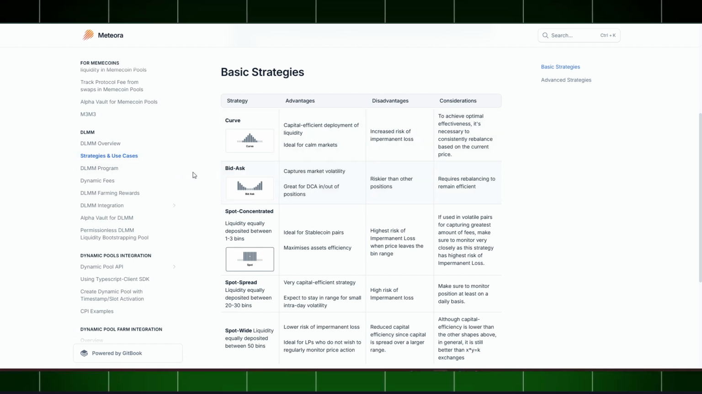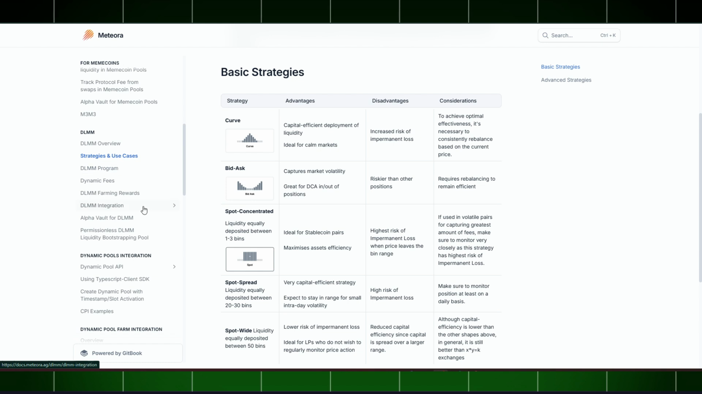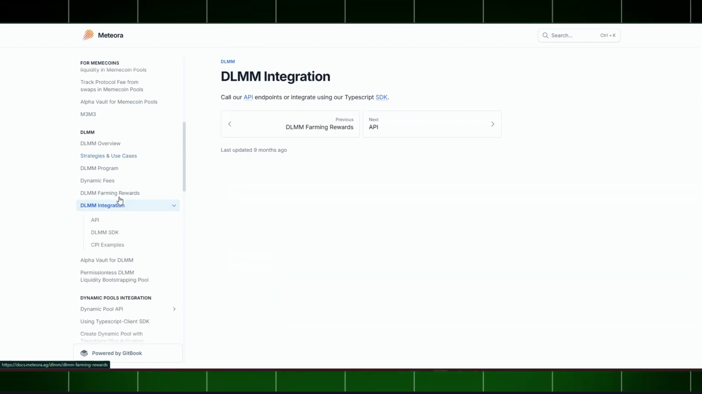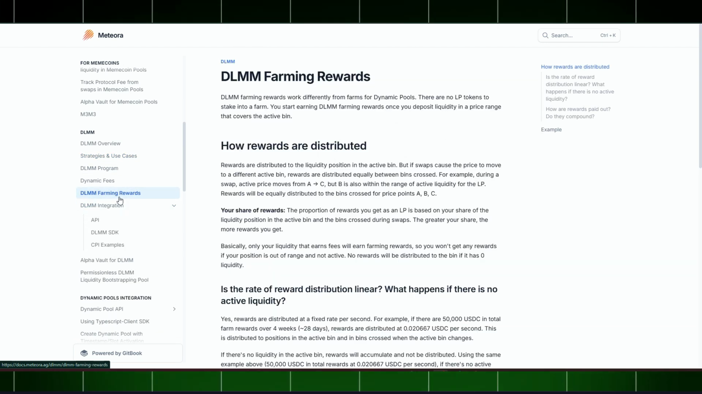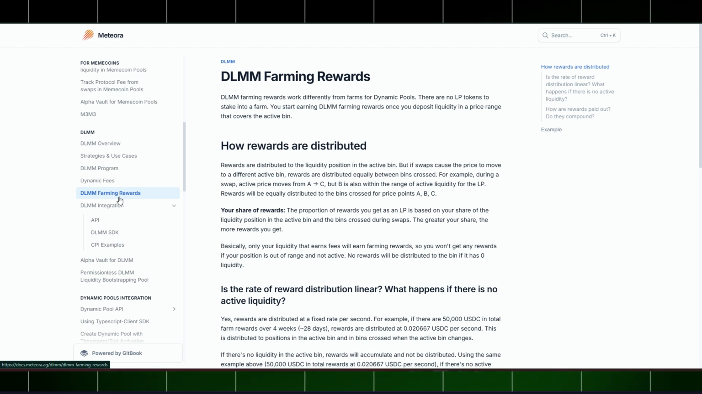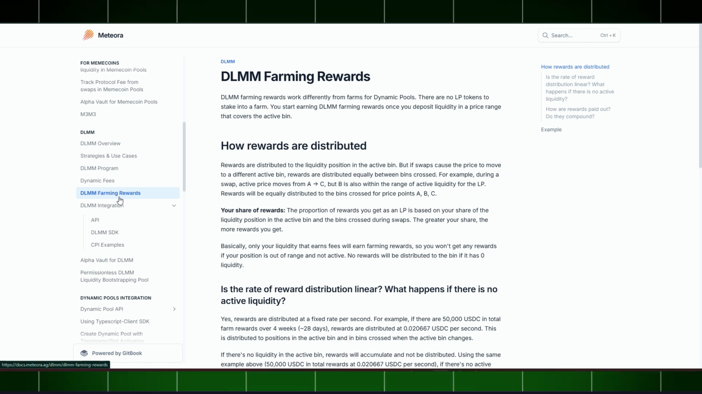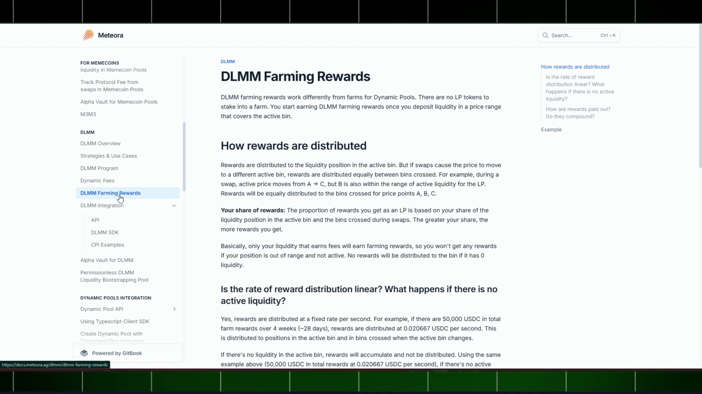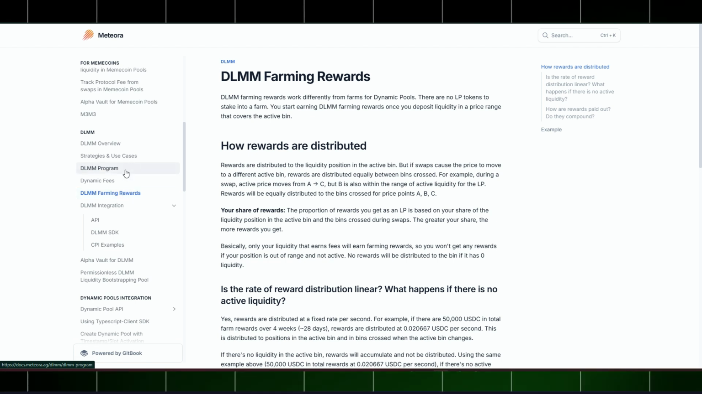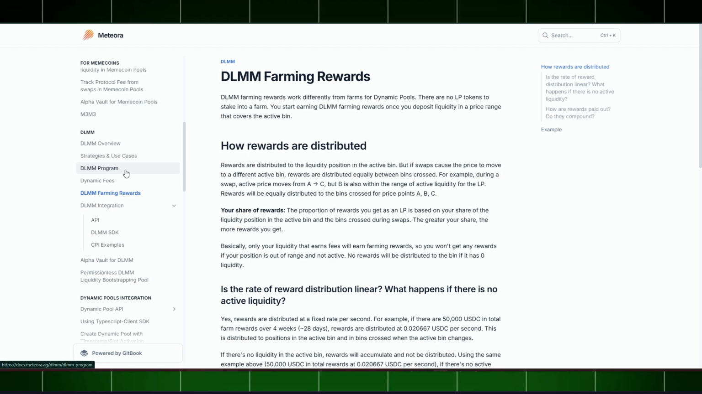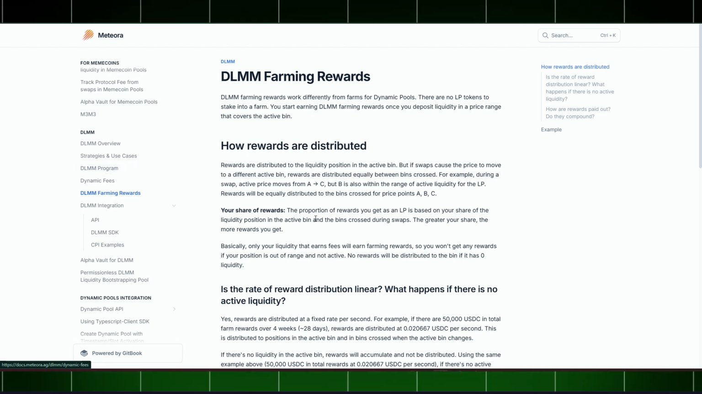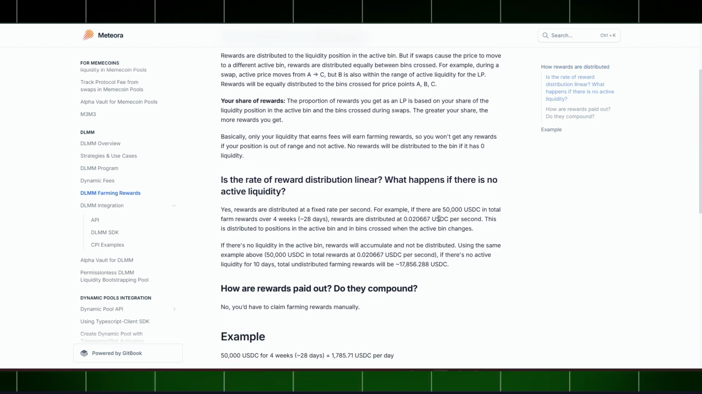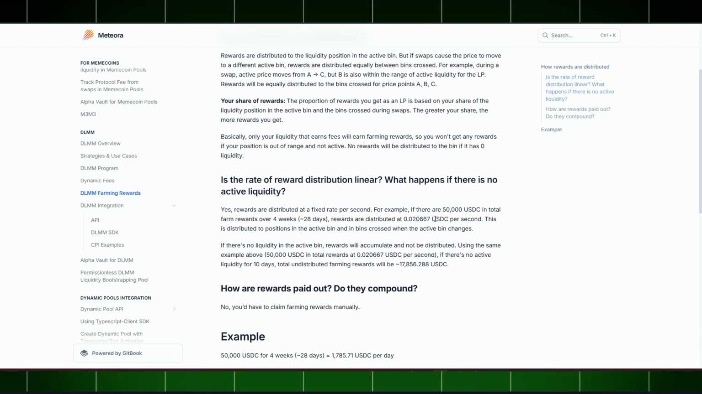So a key concept is concentrated liquidity. Okay, and a DLMM allows LPs to provide liquidity within a specific price range. Okay, and this is good for optimizing the trading fees, especially for pairs like USDC, USDT that trade within a tight range. The bin step, determined by the pool creators, defines the price differences between consecutive bins.